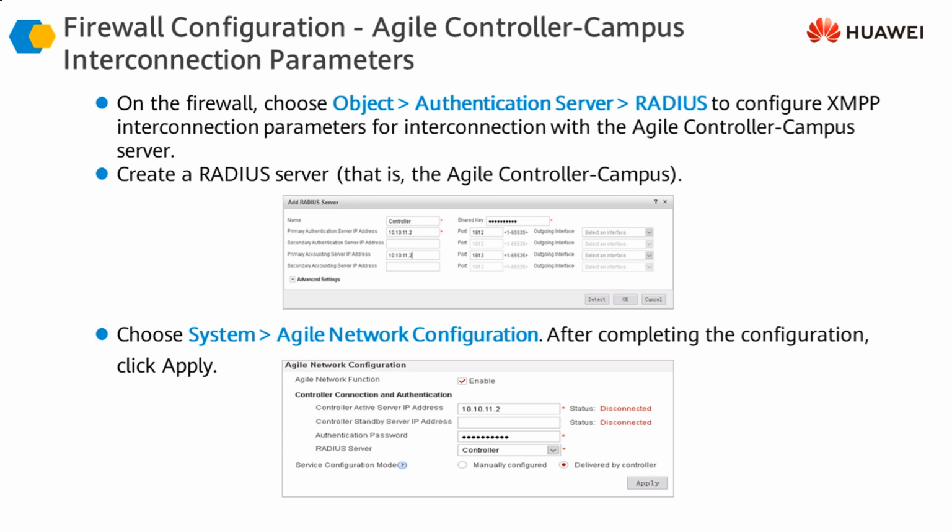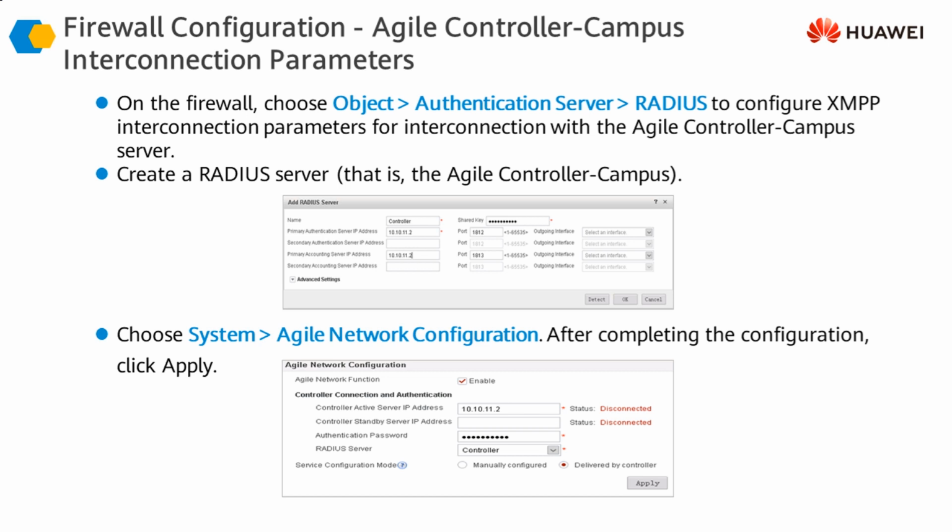As you can see that on the firewall, similar to the switch, we have to connect the firewall to the Agile controller. For that, what we are going to do is that we configure the Radius server on the firewall, and we define the authentication server and the accounting server on the firewall, and assign the IP address of the Agile controller, because our Agile controller is acting as our authentication and accounting server.